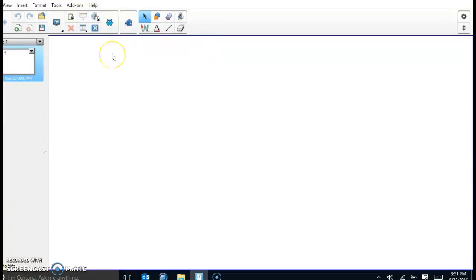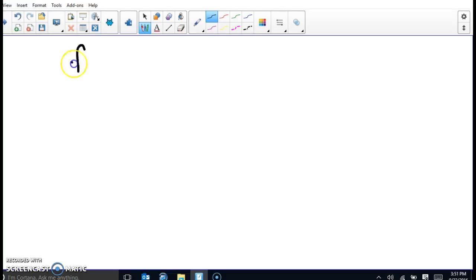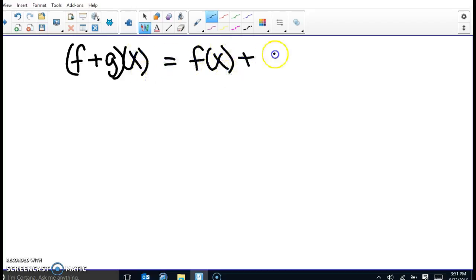Alright, we're going to look at 1.6 function operations and composition of functions. We're going to start with addition of functions. So if we have f plus g of x, we can write this as f of x plus g of x.